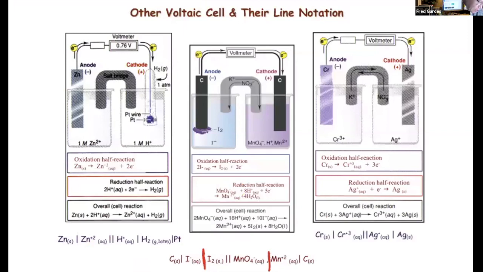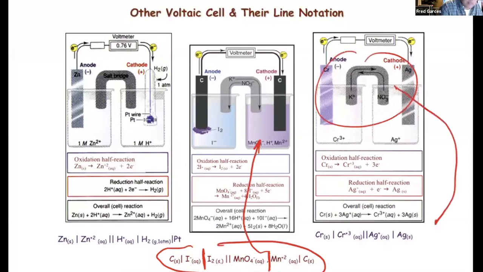So if I give you this line notation, you should be able to diagram that cell. Or if I give you a cell, you should be able to give me that line notation. Okay. And whether you have a salt bridge or maybe a tube that connects both and has a porous membrane that connects both cells, that would be acceptable. But you've got to have a place where the ions can shuttle between the two cells so there is no net charge buildup.